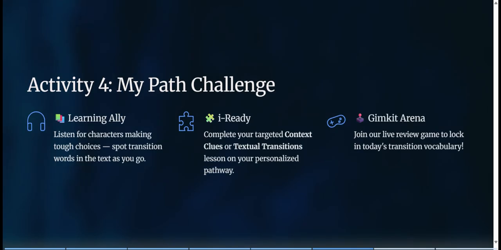Activity 4, My Path Challenge. Now you are ready for your next set of activities. You can do silent reading on any learning website or free online reading websites. You can work on your iReady to level up, and you can go on the Gimkit arena.